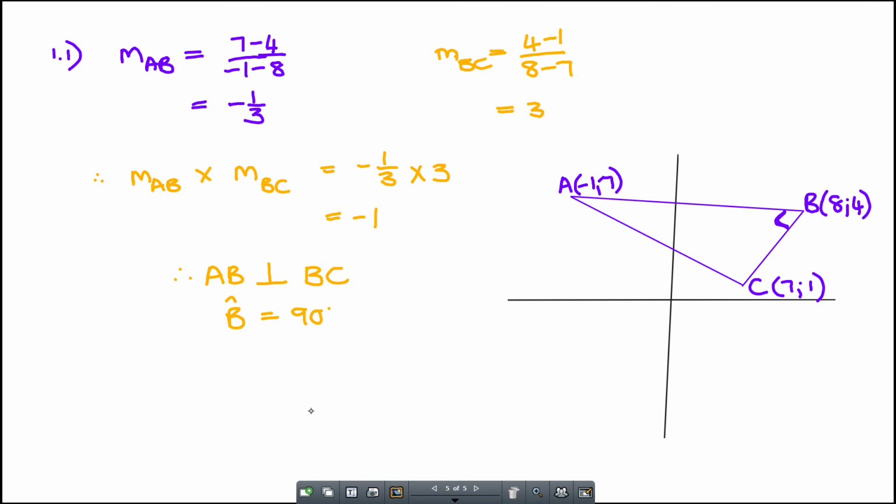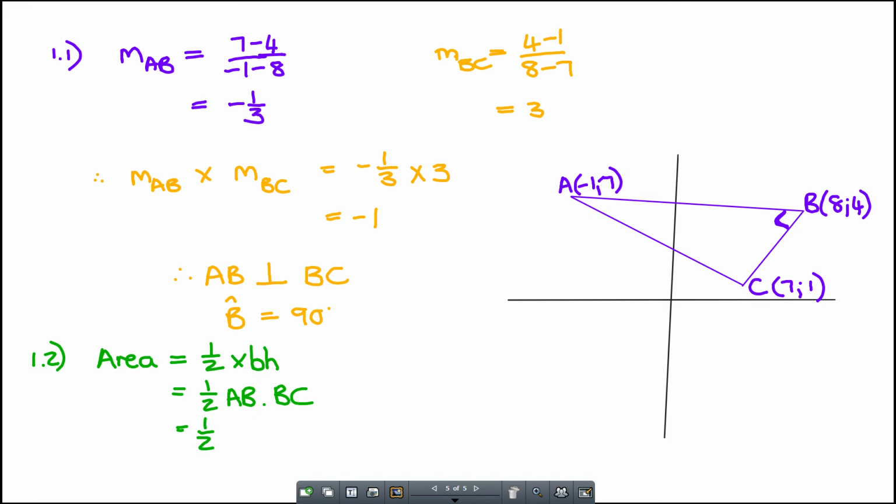Okay, then at 1.2, they ask me to determine the area of the triangle. Now, because they asked me to work out that it's 90 at the top, I know I could get half times base times perpendicular height. So, area is equal to half times base times perpendicular height. So, half times AB times BC. Okay, but have we got the distance of AB?